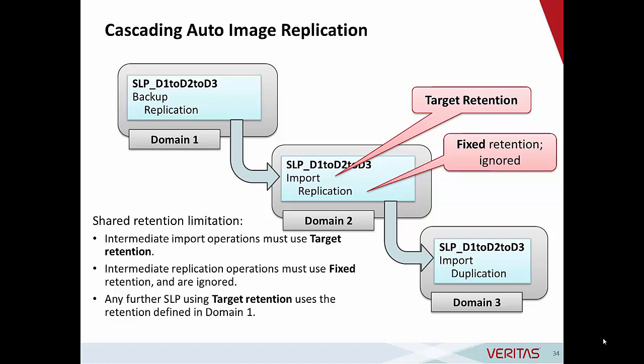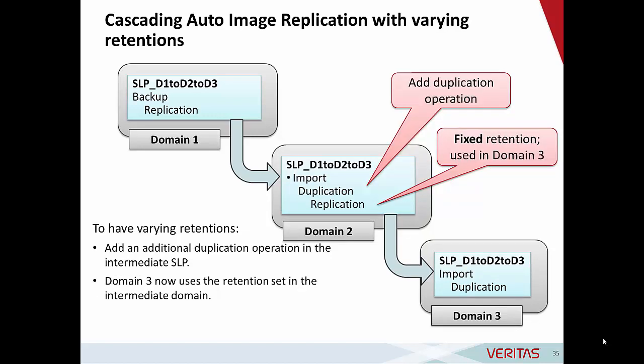The only limitation that you run into here is that it is the original owner of the data which specifies the retention. And so the data at domain 3 is going to use the same retention level that was originally specified in domain 1. Now, if that represents a problem, there's an example in the next slide here where we can work around that. In this example, we want to do cascading AIR, but we want to vary the retention level between domain 2 and domain 3.